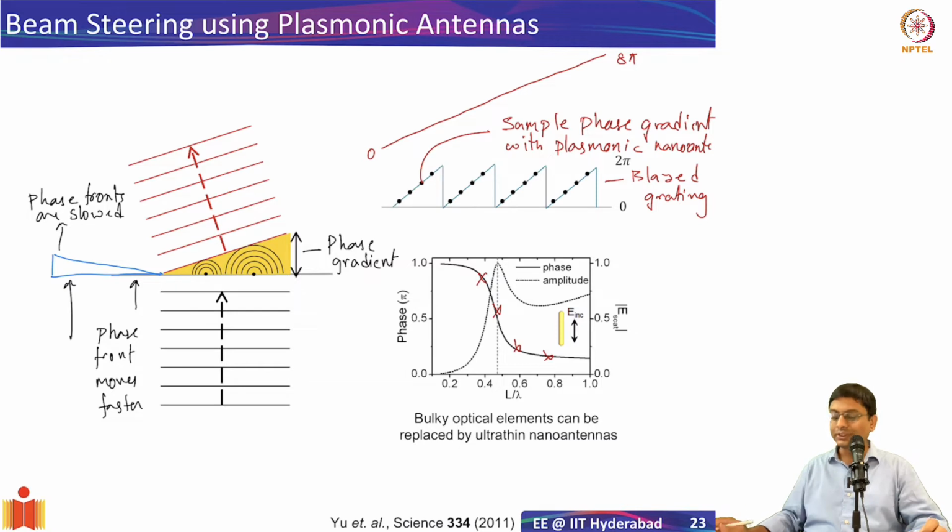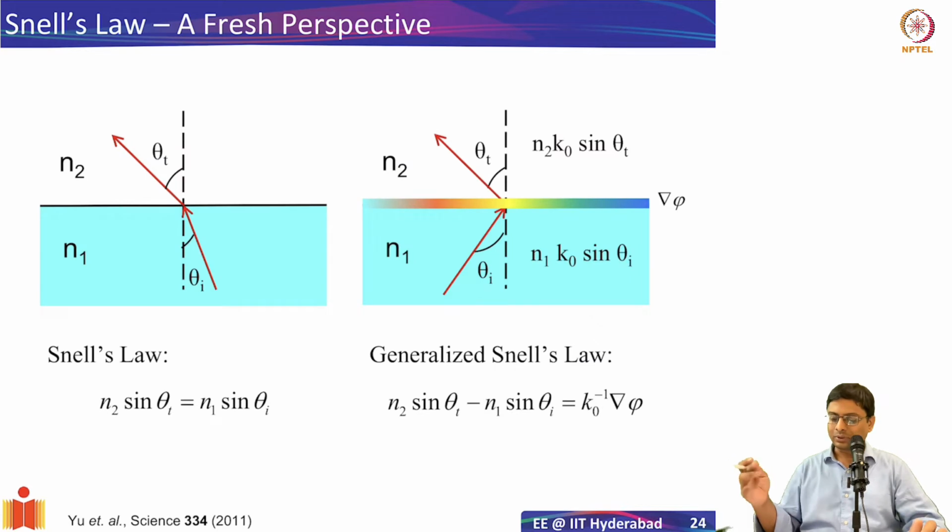So this is the idea that Professor Capasso's group came up with. You might say, so what? Okay, you're able to sample, but it turns out that the implications are quite significant. It's as fundamental as revisiting Snell's law. Let's say you have an interface between two materials, N1 and N2, and there is light incident, and it's exiting into medium N2. We know what Snell's law is. This is a standard thing we have seen already.